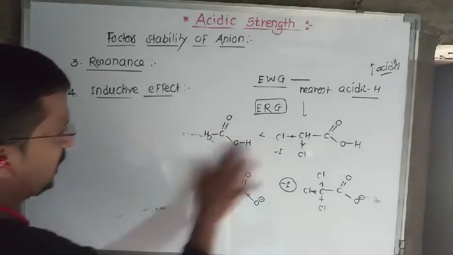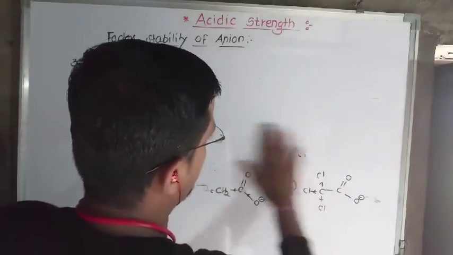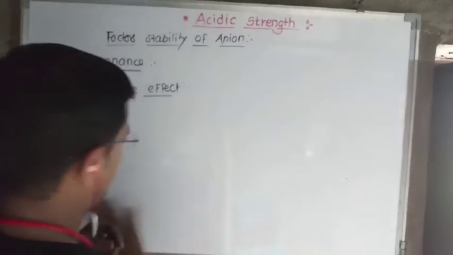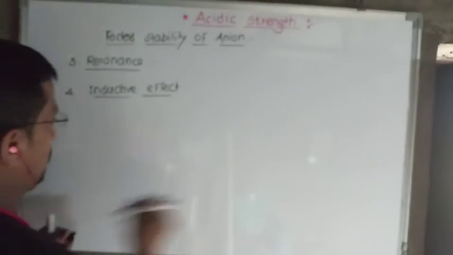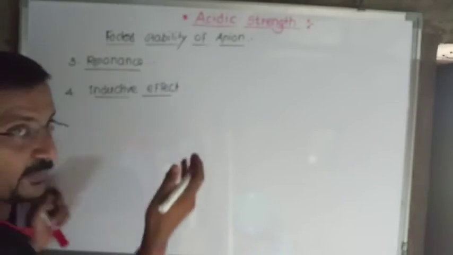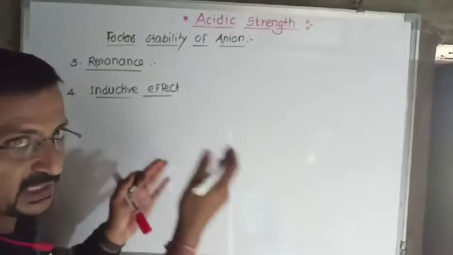Okay, one more point under inductive effect we have to consider: is the inductive effect a distance dependent effect? So the same example we have taken, there is a distance dependent effect. Now see here, if the case is like this, CH2 C double bond OH, isn't it? Okay, so here we attach, suppose, chlorine, attached here chlorine.